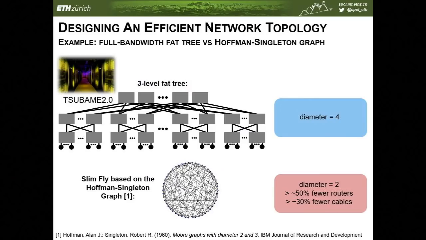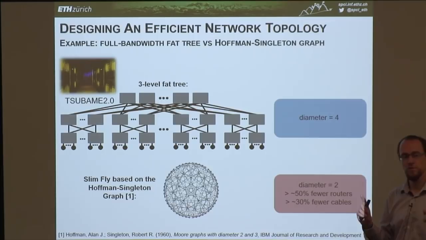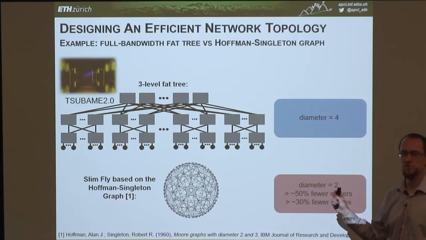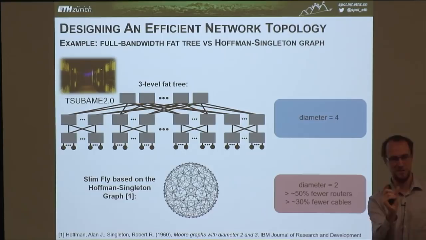We can create a similar setting with the diameter 2 topology that gives us 50% fewer routers and 30% fewer cables in this particular case. The cables will be slightly longer, though. But fiber, the cost of fiber, as we will see in a couple of minutes, is actually not too much per meter. It's a lot per transceiver. So you pay a lot of overhead per cable because you need two transceivers. But per meter, it's relatively cheap.